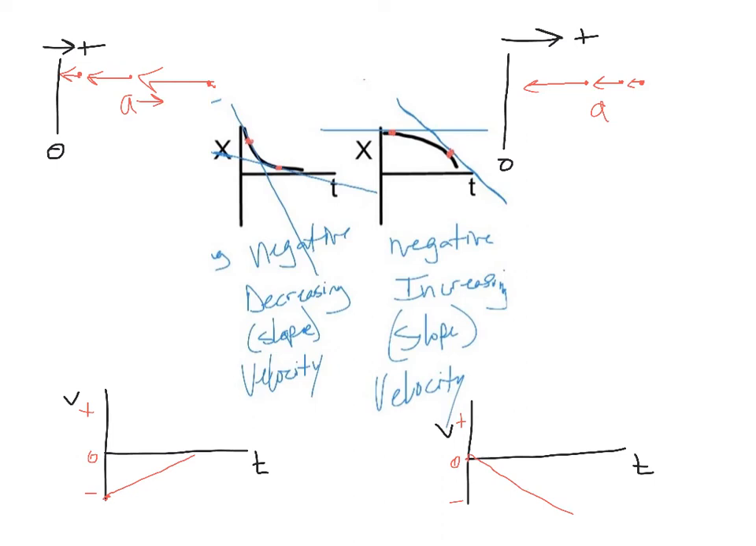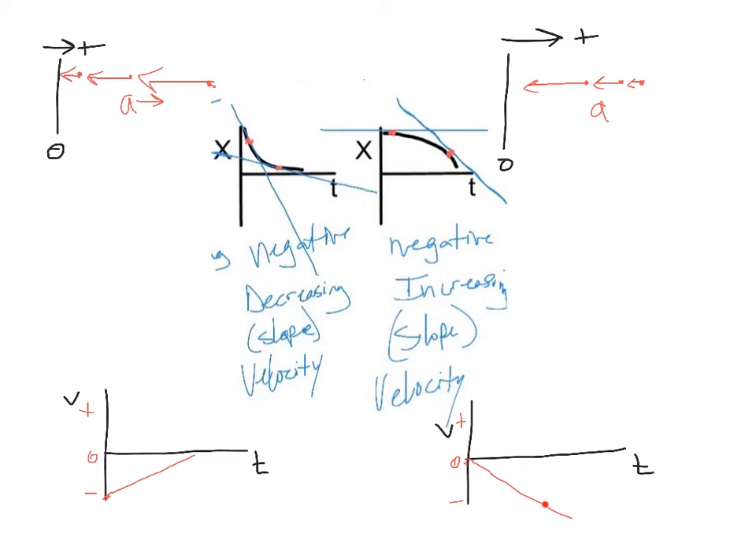Oh, that line is not in the right place. Okay, that's a little better. All right, that is what that line should look like. Okay, that's telling us the velocity starts out with none, but it's getting faster negatively.